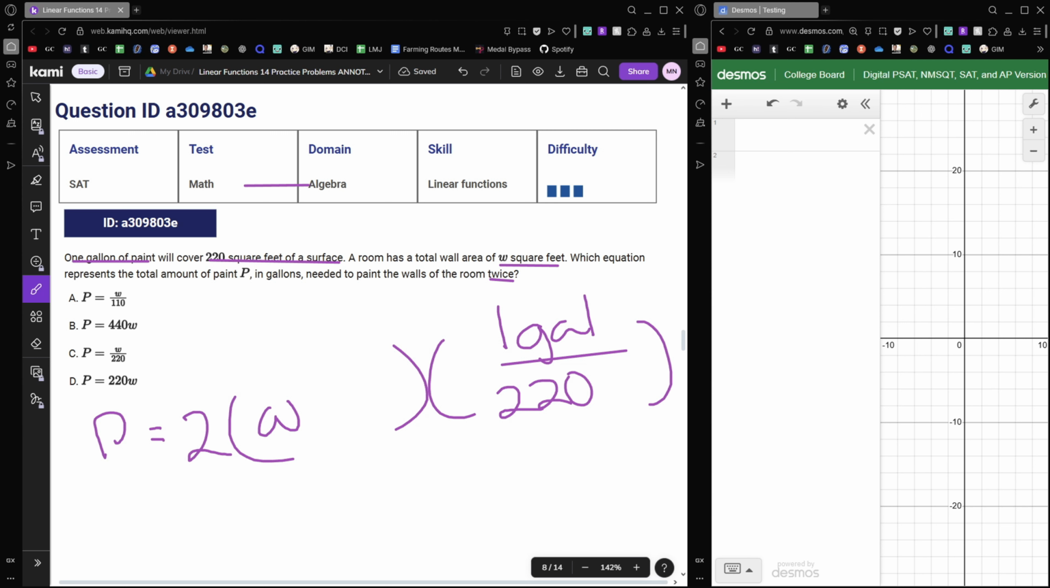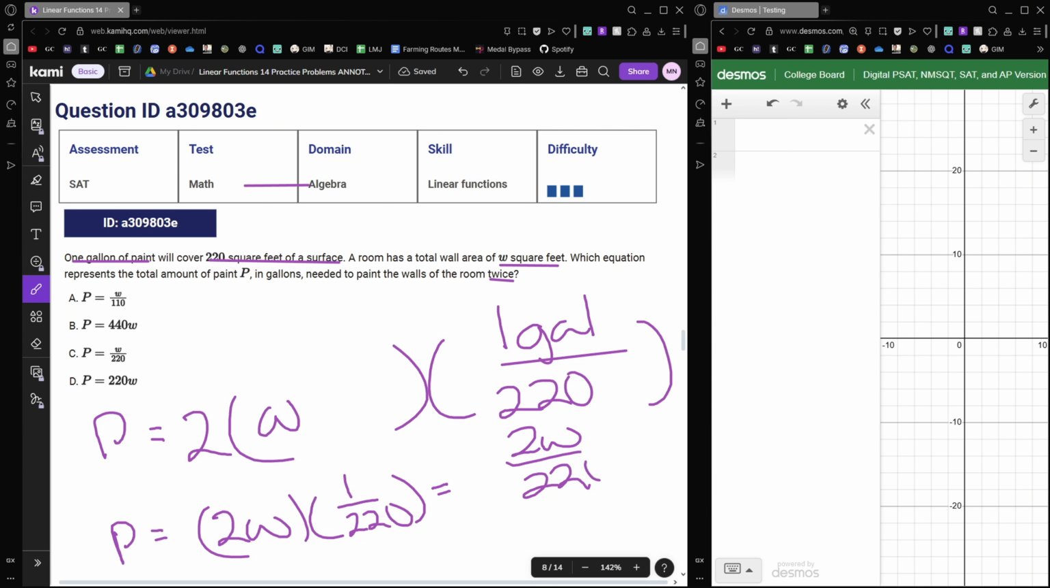Alright, so let's go ahead and multiply this out. We would have 2W times 1 over 220. And then this would equal 2W over 220. And then that would simplify down to just W over 110. So P is equal to W over 110, which means our answer will be A.